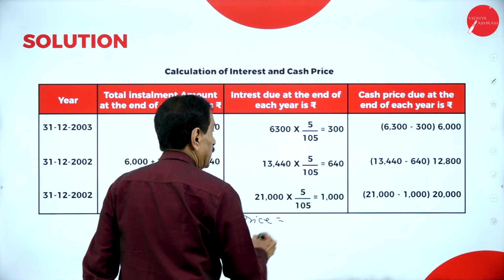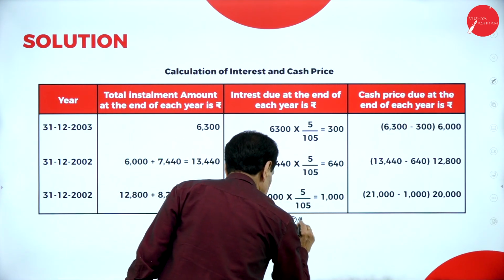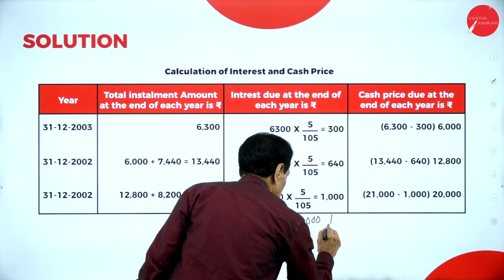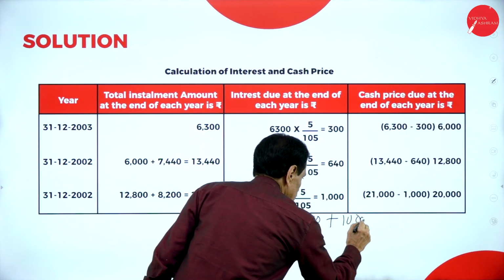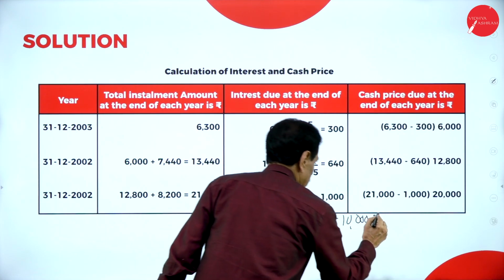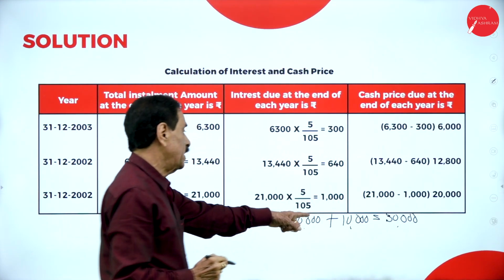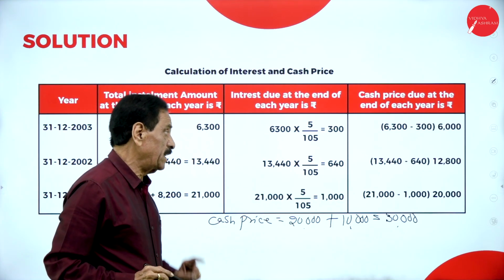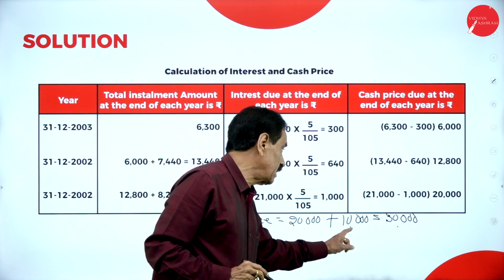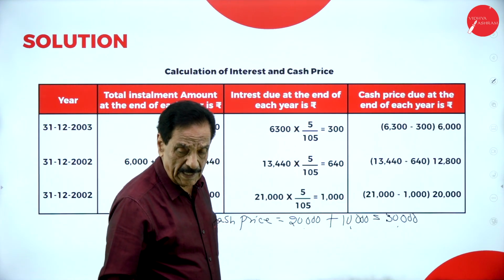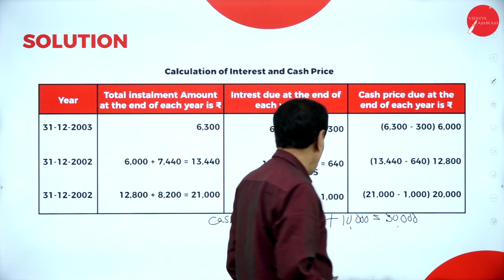So it's 20,000 plus down payment 10,000 is equal to 30,000. No interest to this, totally 20,000 cash price, 10,000 down payment, totally 30,000. We'll move on to the problem now.